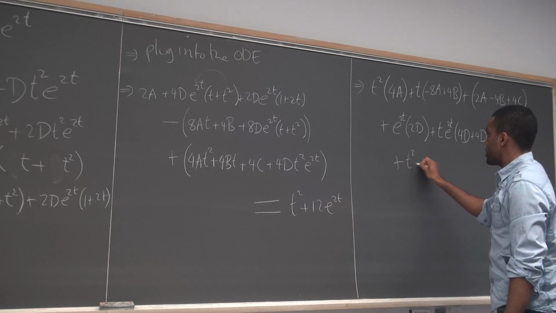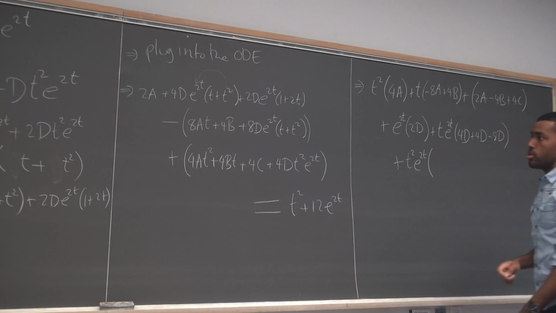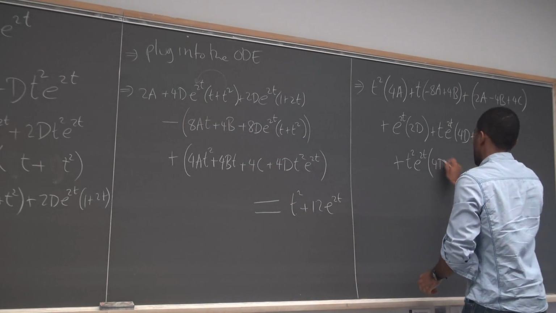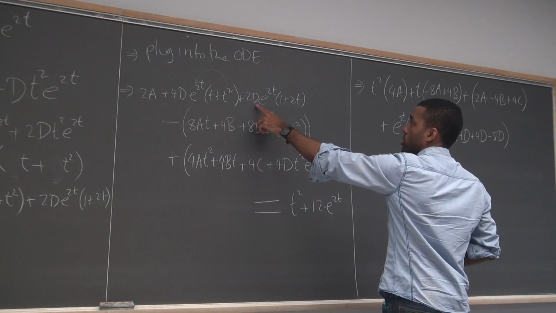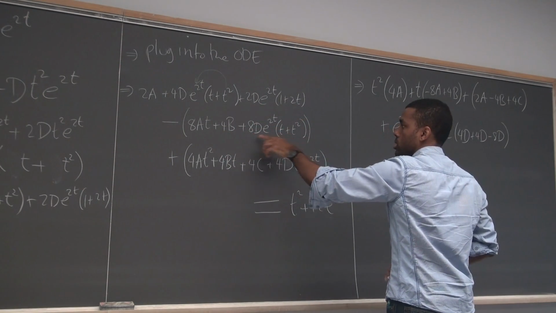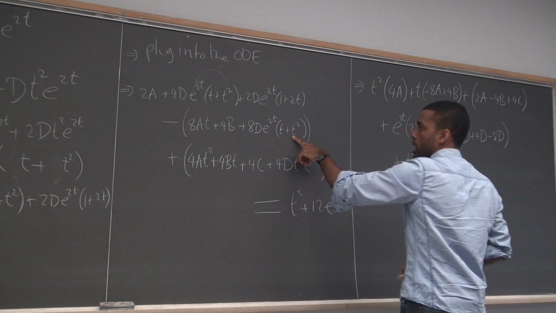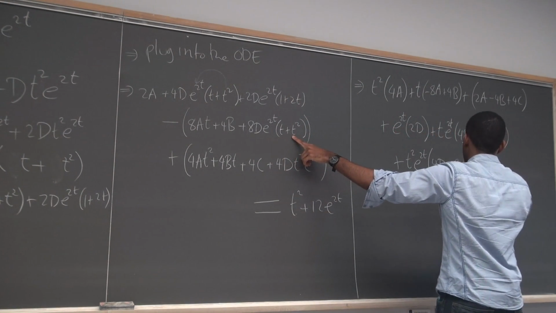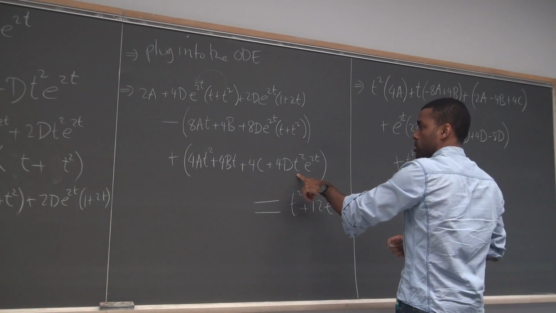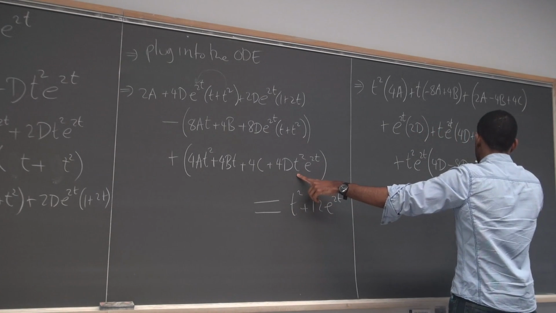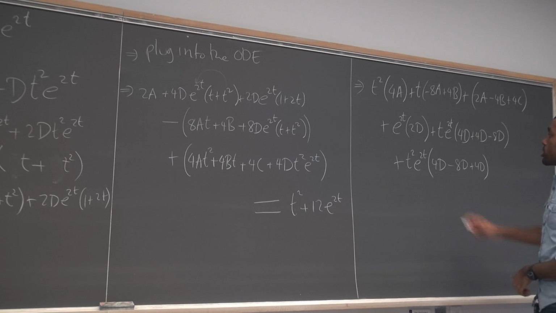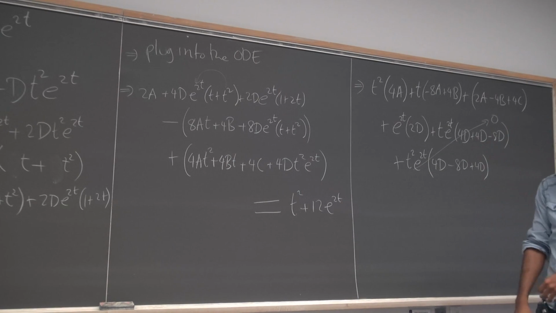Now, let's look at our t squared e to the 2t's. How many of those guys do we have? 4d. 8d. Here, we have minus 8d. Don't forget that sign. And then what else do we have? Plus 4d. And that's also 0. So these two you can essentially ignore.